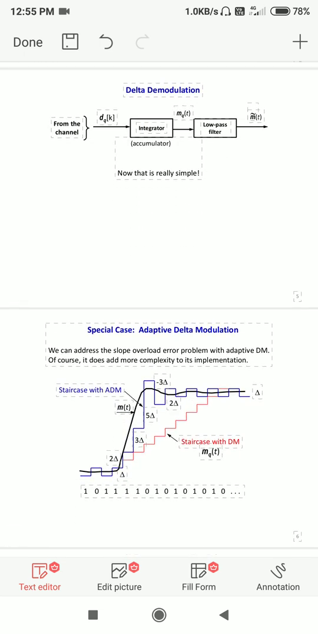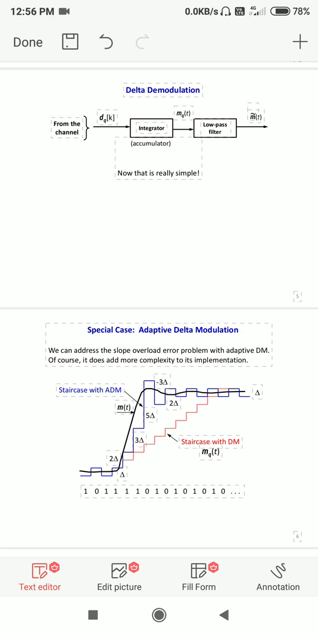So this is the block diagram of delta demodulation. We get the data stream from the channel, which are the difference data stream bits. It is given to the integrator, so the integrator will accumulate these pulses. And then we pass it through the low pass filter and the original analog signal can be reconstructed very easily and cost effectively.